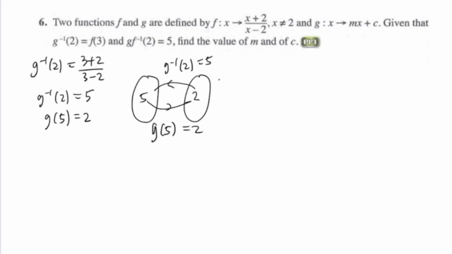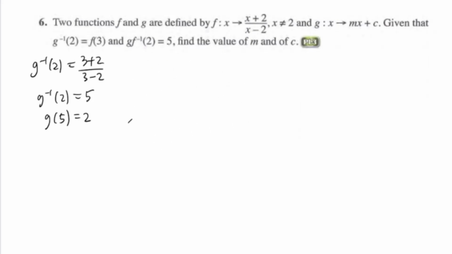The image of 2 is 5 under the inverse function. The image of 5 is now 2 under the function g. So just switch the position. You don't have to inverse, because we can just take this and sub inside your g. Your function g(x) is this, mx plus c. So in this case, m times 5 is 5m plus c is now 2. Okay, so we can call this equation 1. So you notice I don't have to inverse. Yeah, it's much easier.